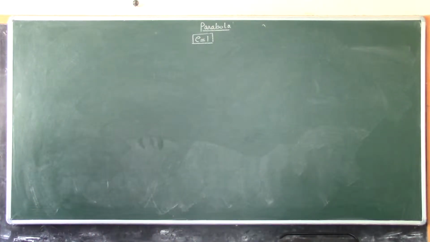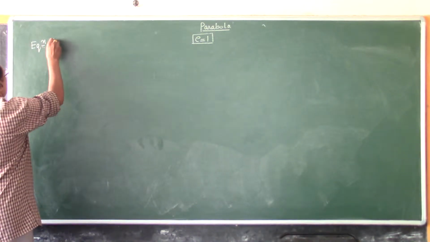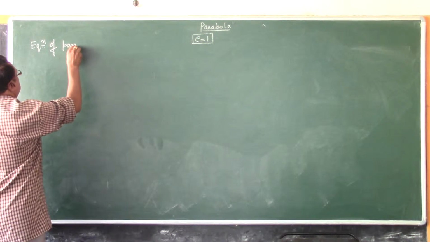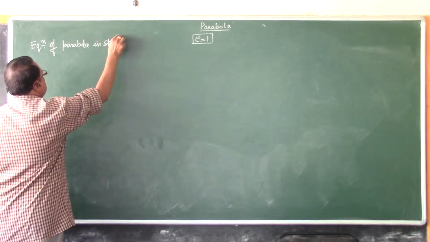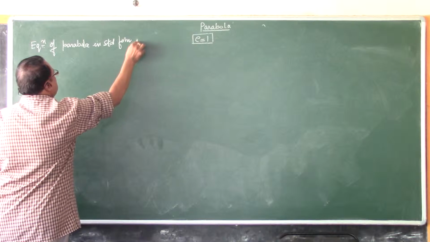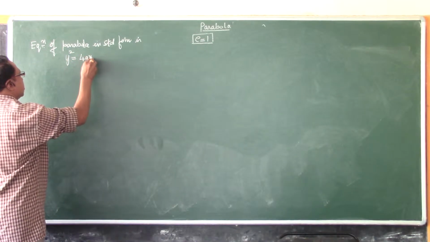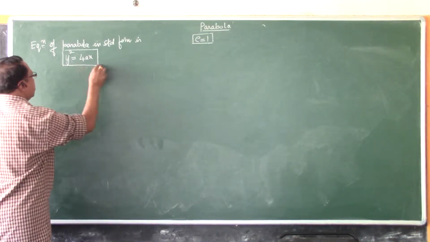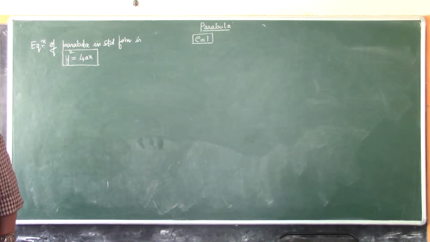Now, the equation of a parabola in the standard form is y square is equal to 4ax. That is the equation of the parabola in the standard form. Now let's understand some details of this parabola.